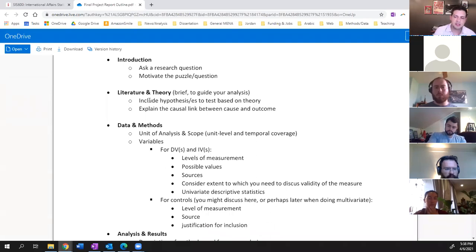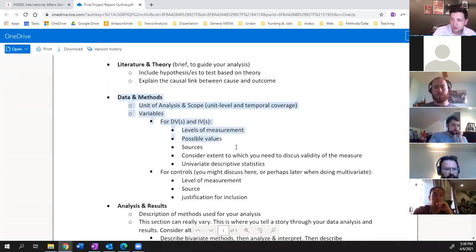And then you have a separate section that says, here's some literature on this topic. Here's my theory where I'm trying to put forward a testable argument. And then you generally end that with a hypothesis or a couple of hypotheses that you want to test. From there, you're going to move into what I consider the more important parts of your data analysis project.